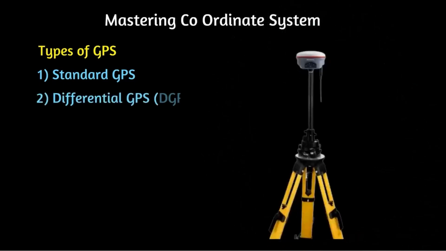Type 2. Differential GPS, DGPS. The accuracy of this type is 10 centimeters to 1 meter. This type uses ground-based reference stations to improve accuracy. This type is used in land surveying, agriculture, and marine navigation.